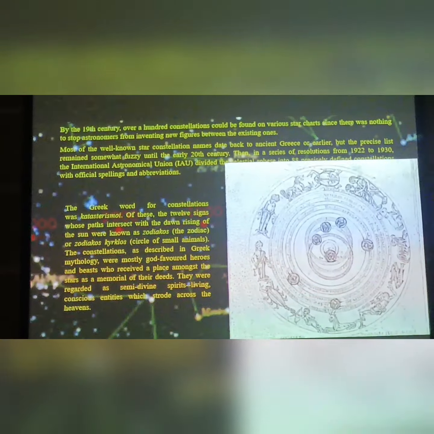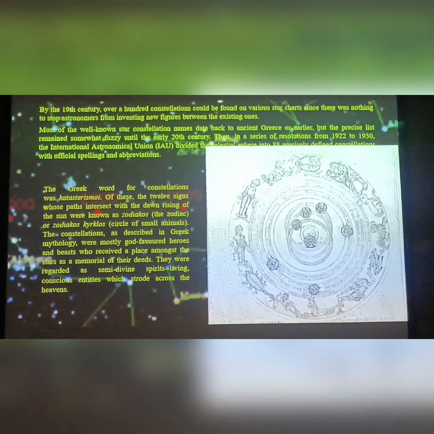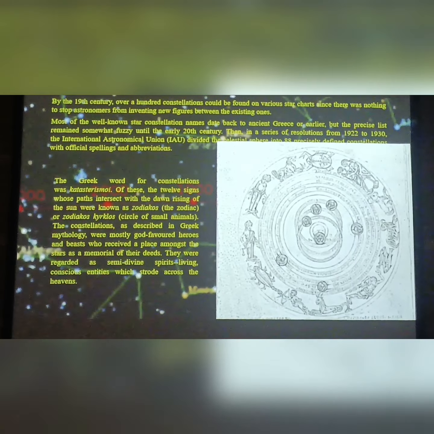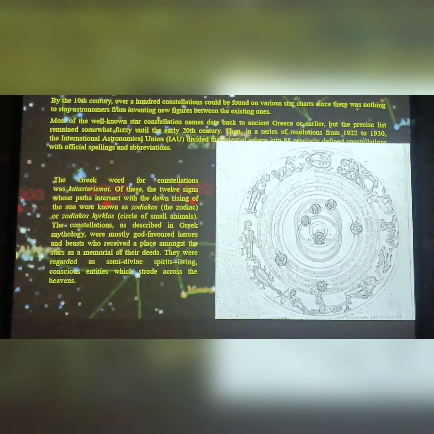So the constellations as described in Greek mythology were mostly god-favored heroes and beasts who received a place amongst the stars as memorial of their deeds. And the zodiac means in their language a circle of small animals. So instead of looking at the stars, they look at the pattern made by the stars, and they have associated those patterns with their god-favored heroes.